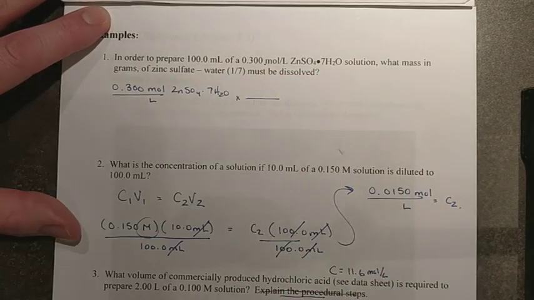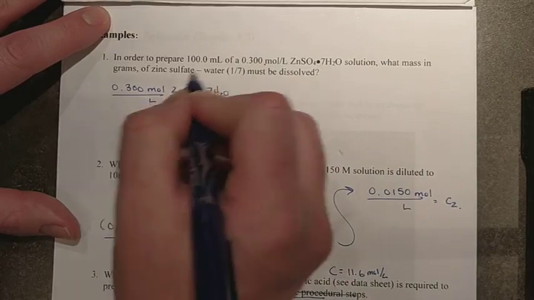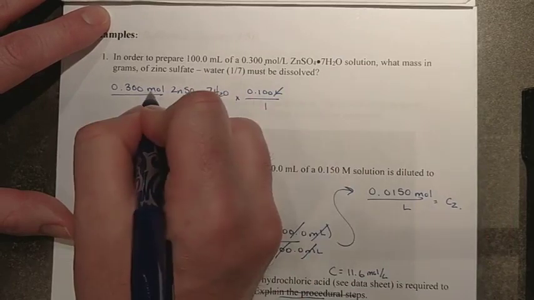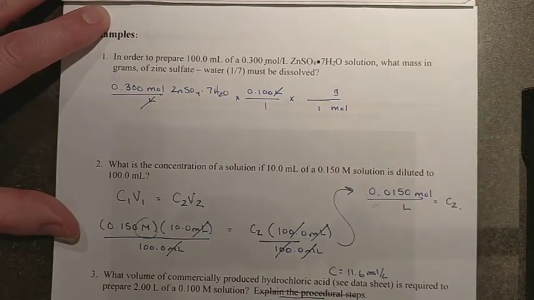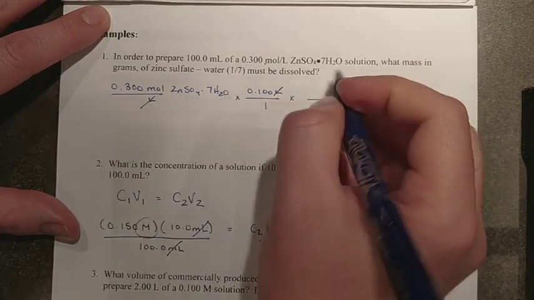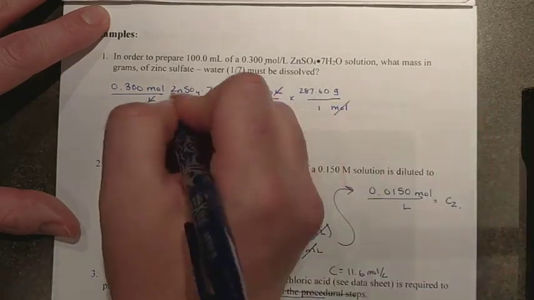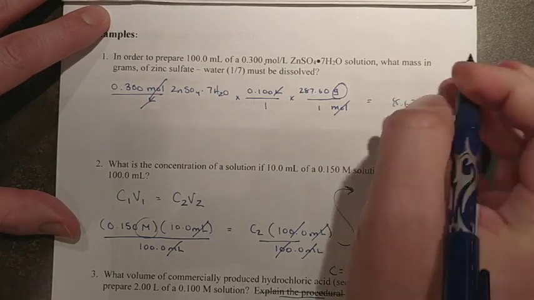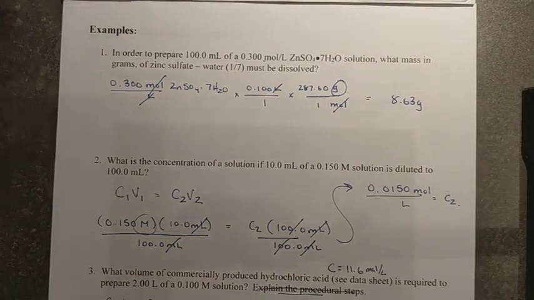And then from here, I want to cancel out those liters and just get to grams. And so my liters, 0.100 liter solution is what I'm trying to get to. And now I just have to get from moles to grams. There's moles, there's grams. This is a fairly big one to weigh out, but if you account for all of those atoms in this crystal, for a 1 mole quantity, you get 287.60. Moles cancel, and now you're left with grams, and it works out to 8.63 grams of your zinc sulfate heptahydrate weighed out on a scale when you correct sig digs.